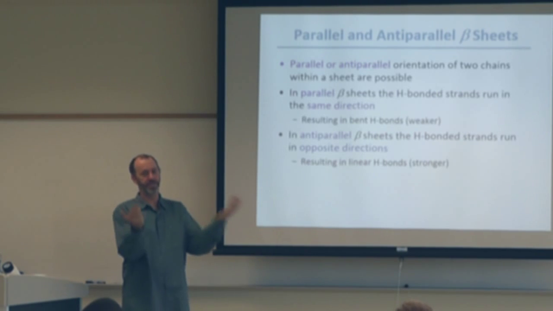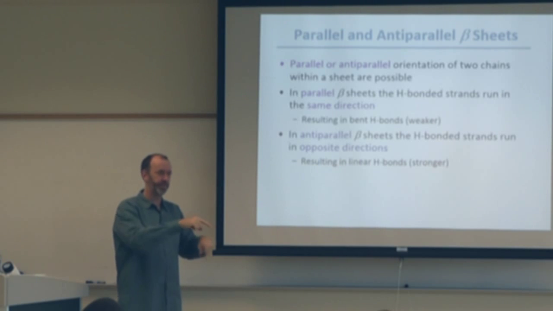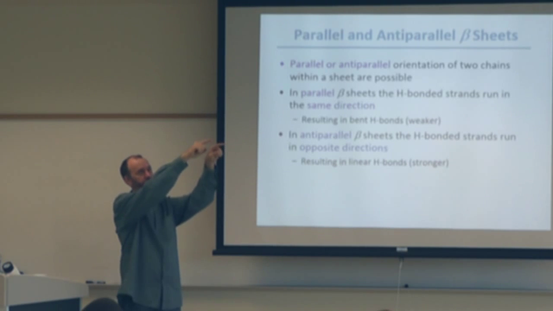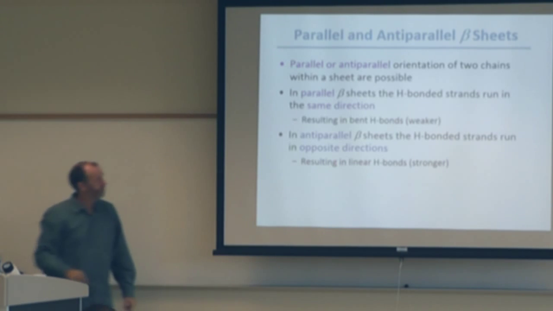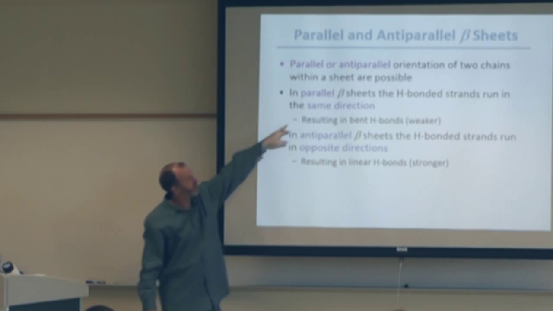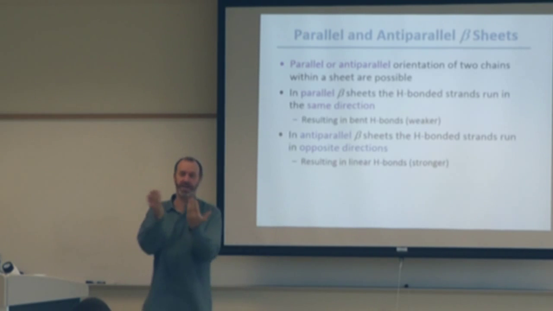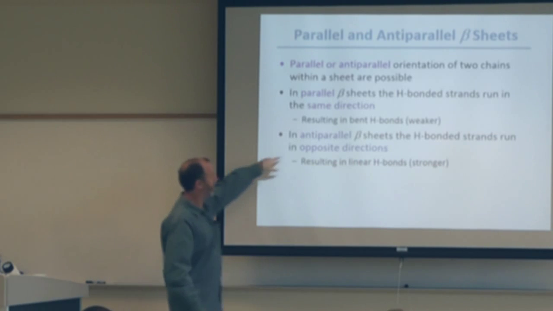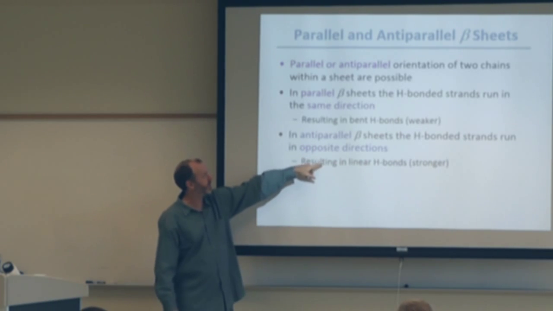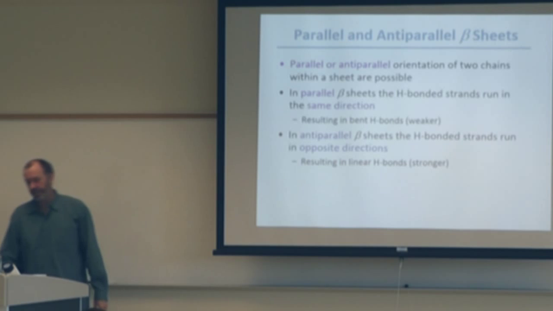Parallel beta sheets are where the strands go the same direction, from the amino terminus to the carboxy terminus. Anti-parallel is where one goes from the amino terminus to the carboxy terminus, and the other goes in the opposite direction. In parallel beta sheets, the hydrogen-bonded strands run in the same direction, and this results in a bent hydrogen bond, right? The bent hydrogen bonds aren't as high in energy as the direct straight hydrogen bonds that we see in anti-parallel sheets. So you have the stronger hydrogen bond with anti-parallel, and the weaker hydrogen bond with parallel.